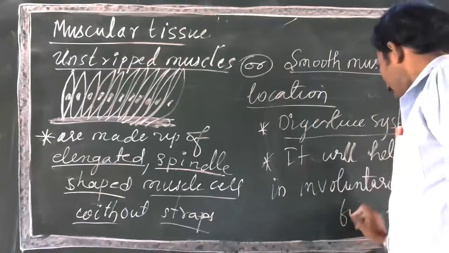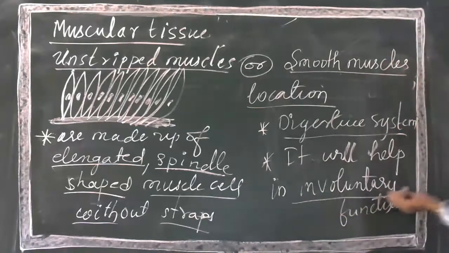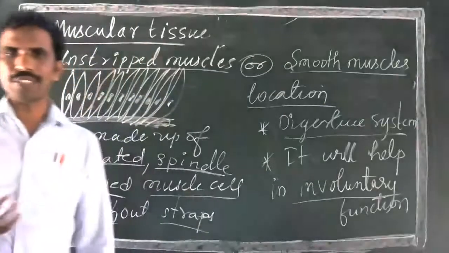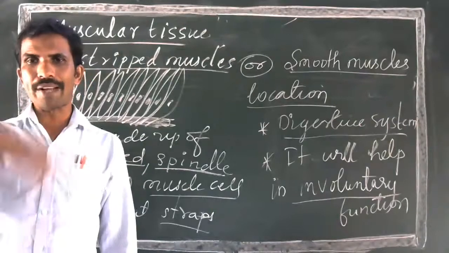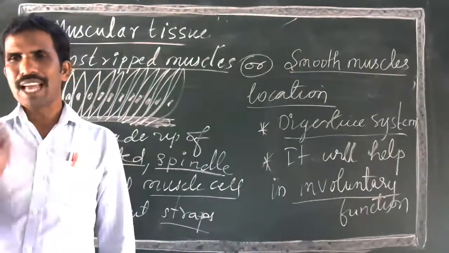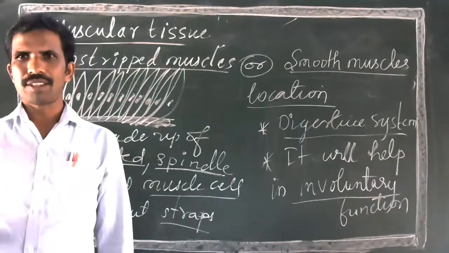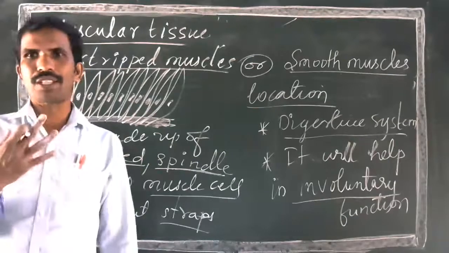Involuntary function means the activities which are not in our control. Digestion of the food, movement of the food is not in our control. For example, vomiting will not happen as per our wish. Suddenly the vomiting cannot be controlled.